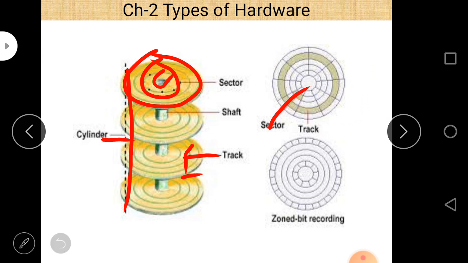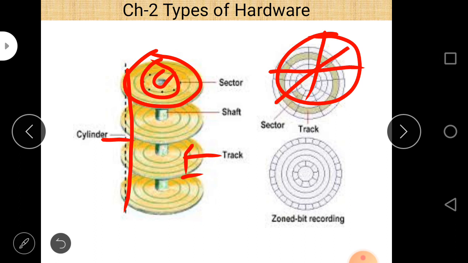Actually, suppose this is a track and it is divided into different parts, and one part is called the sector. This is a sector filled with red mark. So the track is again divided into sectors. We can see that the sector is the smallest storage unit in a hard disk, and tracks can be divided into sectors. Sectors are basically pie-shaped regions.